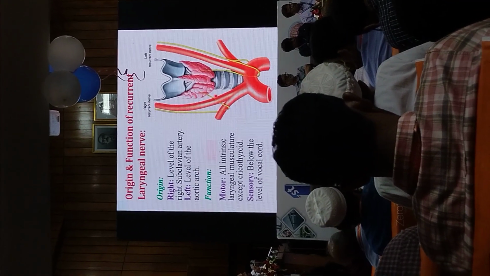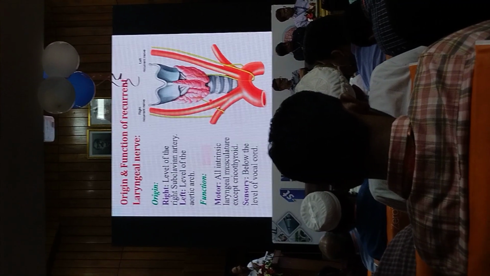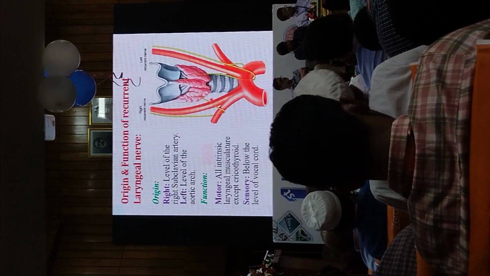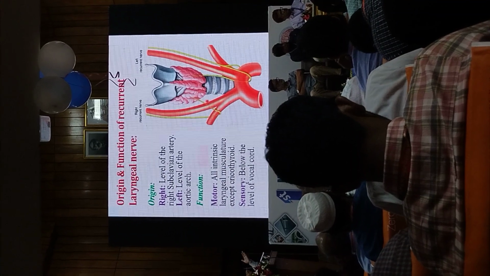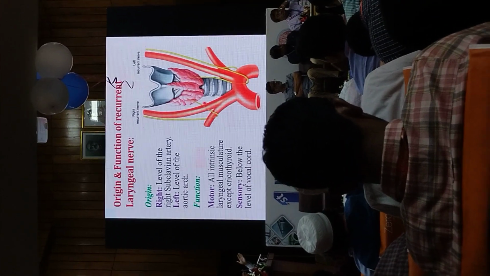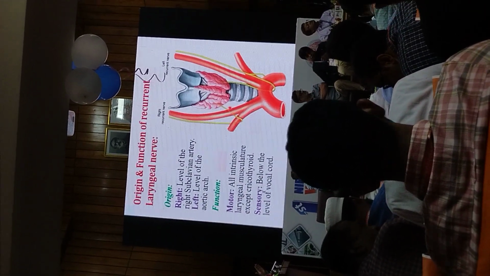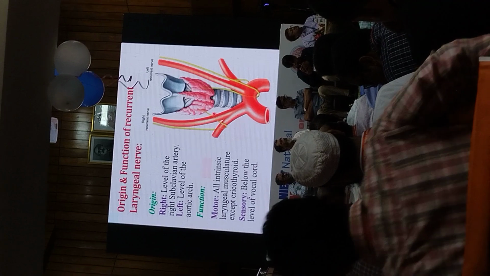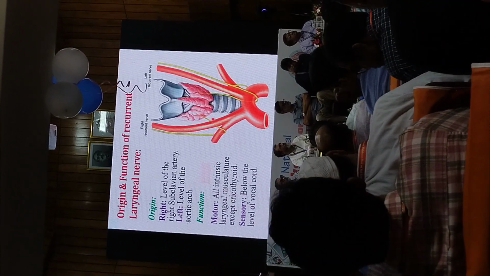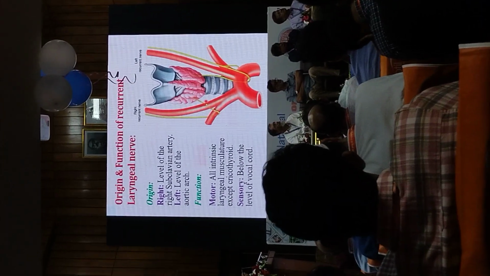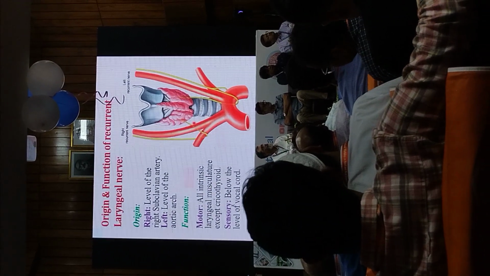The difference is here. On the right side, the nerve arises at the upper part of the thorax, and it arches around the right subclavian artery. And as you know, the subclavian artery is lateral to the trachea. So the nerve has to take an oblique course to enter into the thyroid. So the surgeon should know this anatomy, and the nerve on the right side makes a 45-degree angle with the trachea.